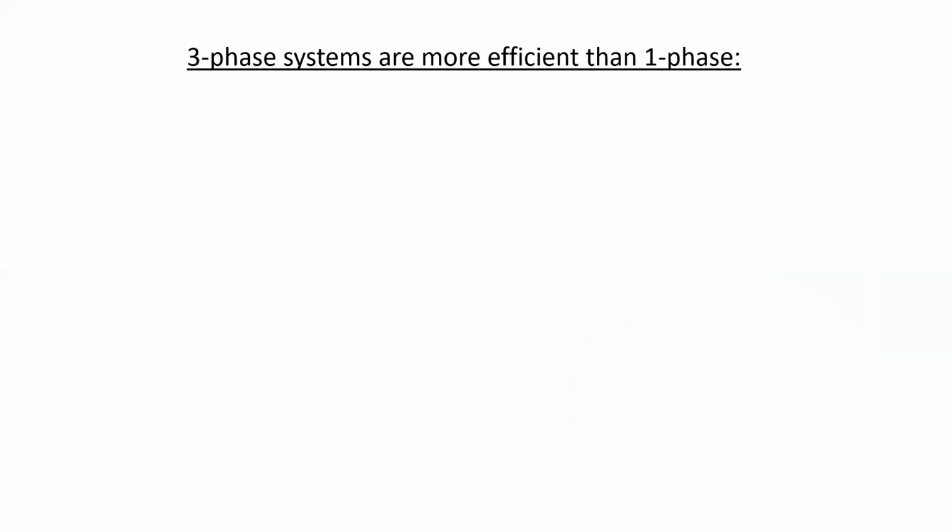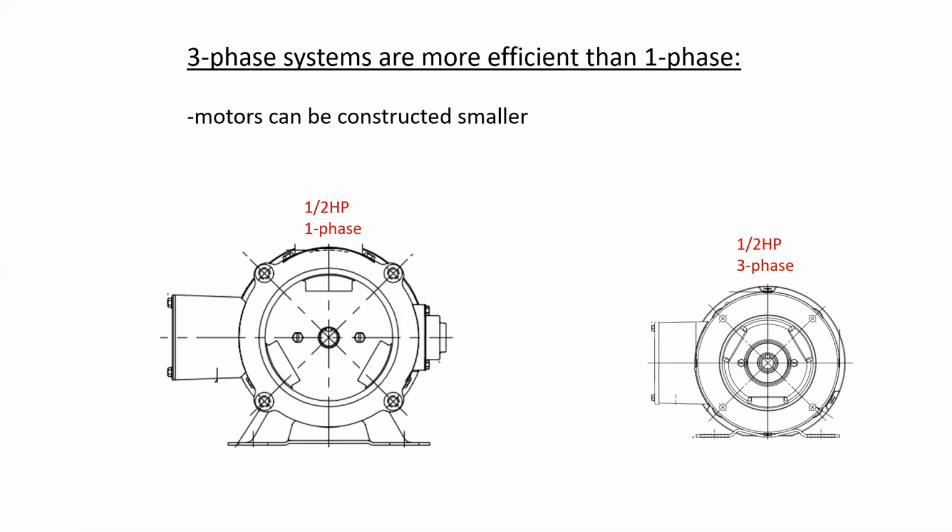Three-phase systems are more efficient than single-phase systems for much the reasons that we just looked at. And due to this, motors can be constructed much smaller when they are three-phase. A half-horsepower single-phase motor will be immensely larger than a half-horsepower three-phase motor. In addition to this, single-phase motors are only built up to a certain size. It is very rare to find a single-phase motor that exceeds 5 horsepower, although they are built up to 10 horsepower, whereas three-phase motors are built into the hundreds of horsepower.